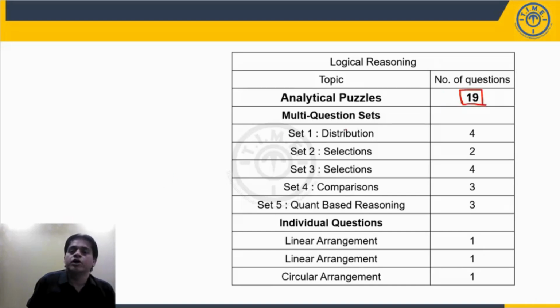Now within those 19 questions of puzzles, further there are two different types. Puzzles could be multi-question sets of puzzles or single individual questions. For the multi-question sets, there were 5 such sets that were present on this particular CET slot. So there was one set of distributions.